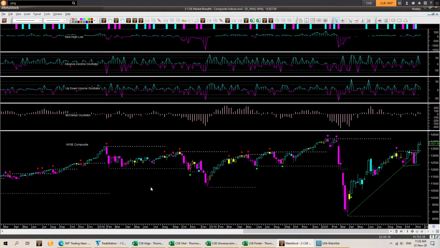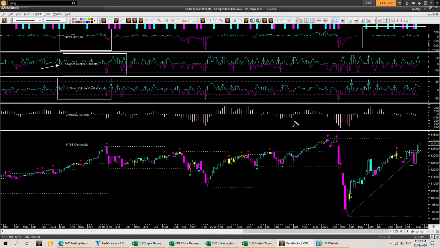This is NYSE composite, Nasdaq composite. In both cases, the advanced decline oscillator is the most reliable breadth indicator. New high low tends to be pretty useful, but not in recent times because the stocks at the very high are keeping to their price levels. Up down volume oscillator is also useful, to a lesser extent than the advanced decline oscillator.